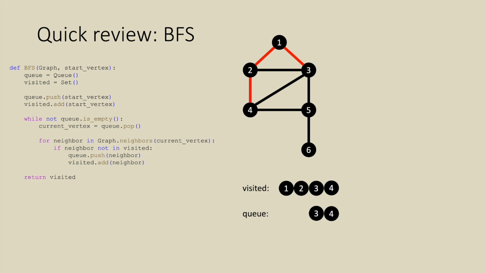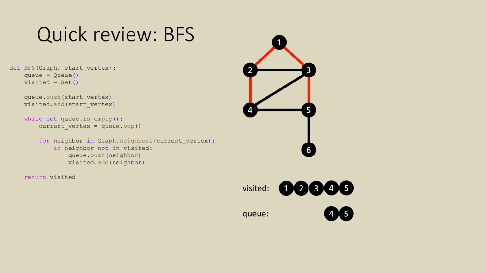Queue is not empty, so we pop 3 from the queue. 3 has 4 neighbors, 1, 2, 4, and 5. We already visited 1, 2, and 4, so we'll skip them in our for loop. Is 5 visited? No. We push 5 to the end of the queue and add 5 to visited.